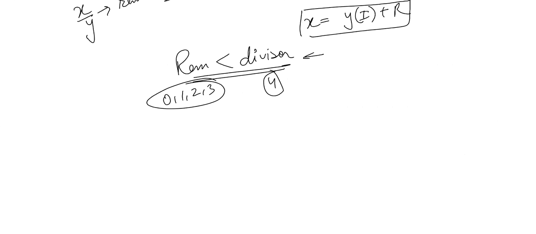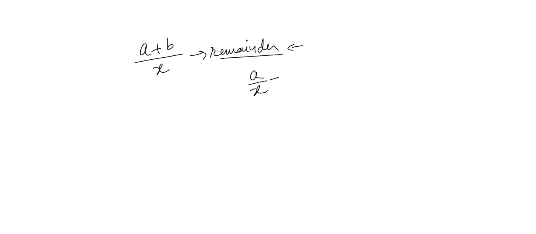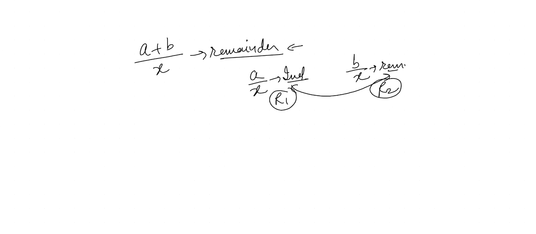Then let's say we have a plus b divided by x, what would be the remainder? Or a plus b plus c plus d divided by something, what will be the remainder? We can simply take the individual remainder when a is divided by x, and the individual remainder when b is divided by x, and add those two remainders. Let's say this is r1 remainder, this is r2 remainder. We add those two remainders. That's it.